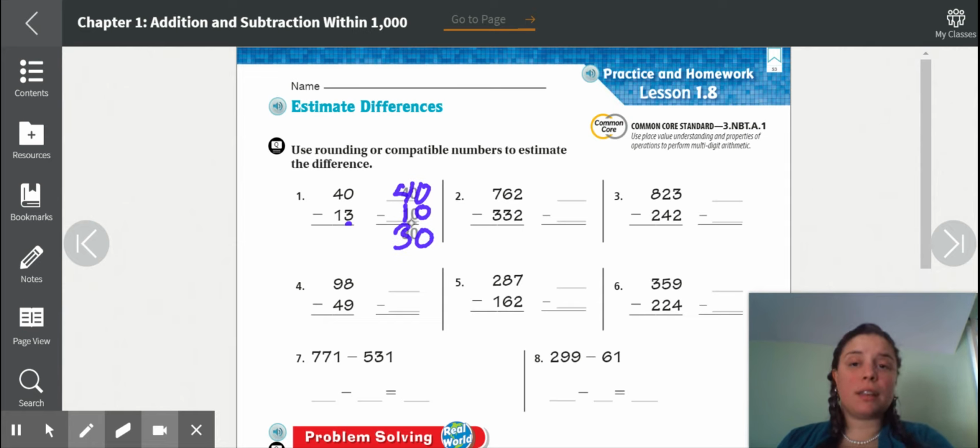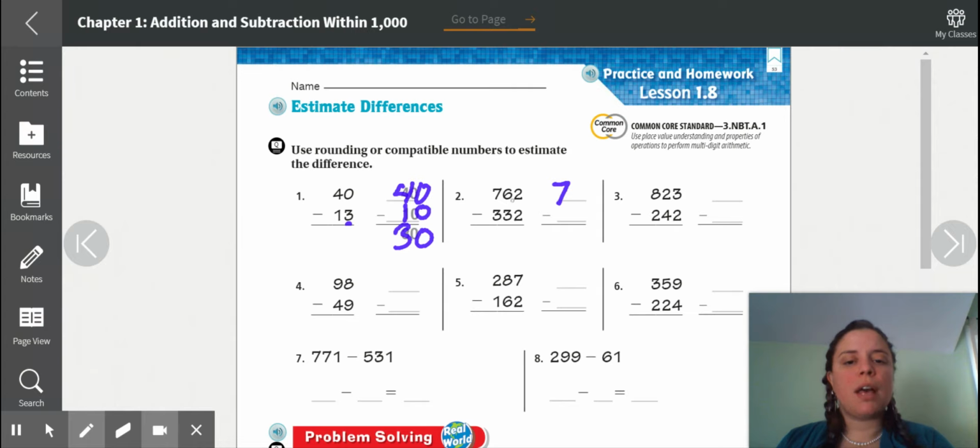I'm going to go ahead and look at the next one as well, just because it has hundreds places and that first one did not, okay? So you can round this either to the nearest 10 or the nearest 100. That is up to you. So let's look at the numbers, 762 and 332. So I think I'm going to do the nearest 10. I like that better.